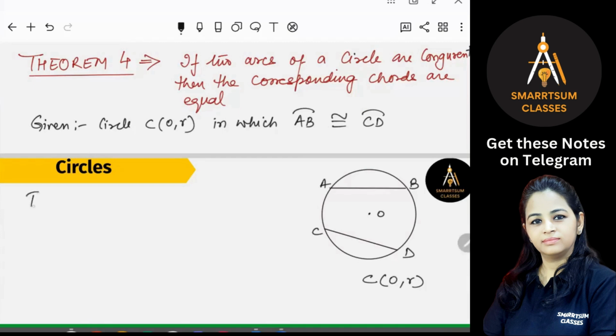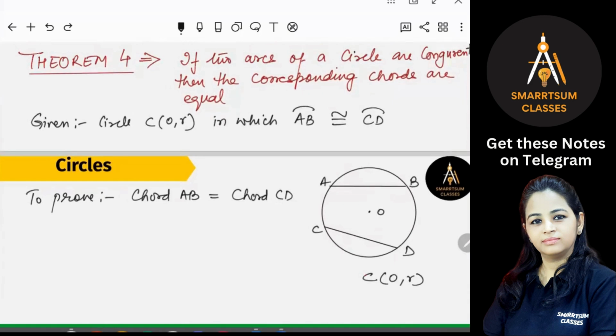Now, what we have to prove? To prove that chord AB is equal to chord CD, meaning this chord AB in length is equal to chord CD in length. Is that clear? This we have to prove here. Okay. Now, how to do this? Proof.